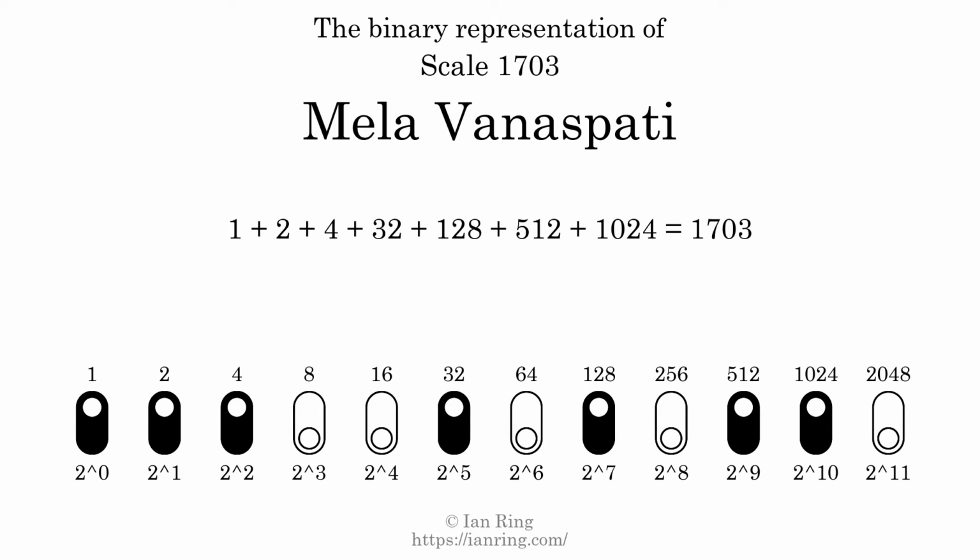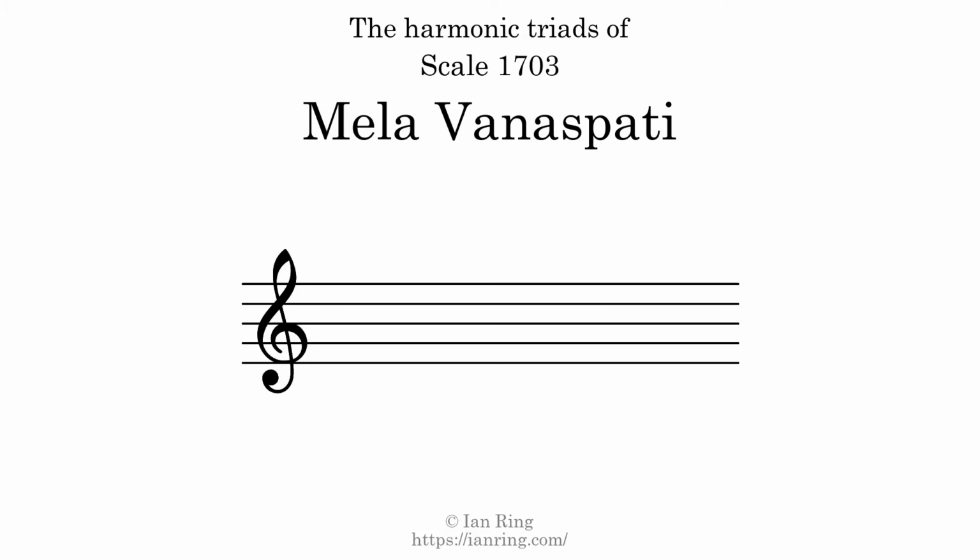1703. The scale number not only enumerates the scale with a unique index, but it also literally describes the tonal content of the scale. Represented as a binary number in base 2, the scale number is 0110101001111. Here are the harmonic triads present in this scale.